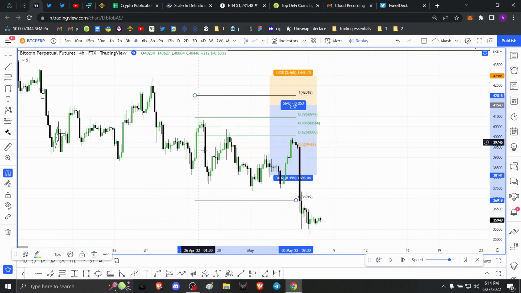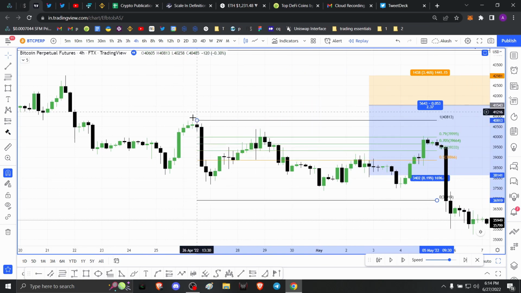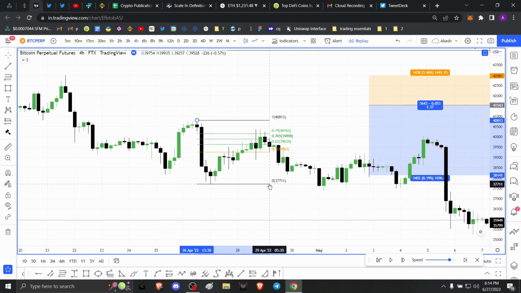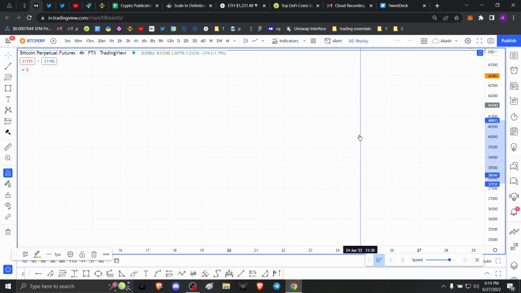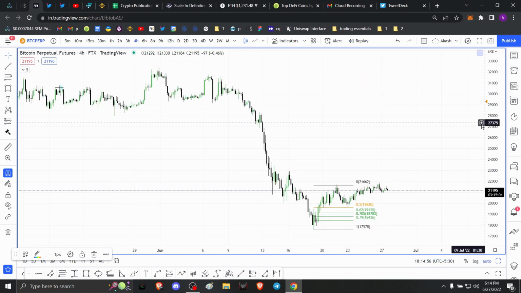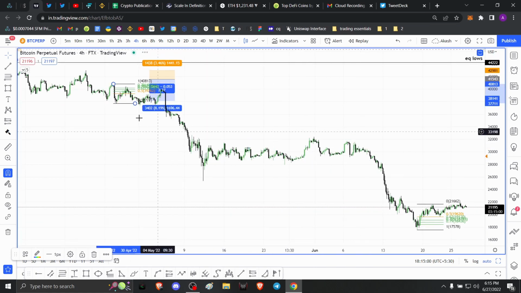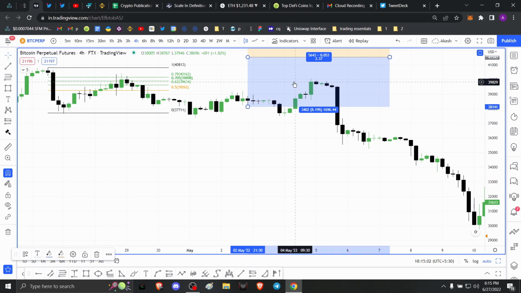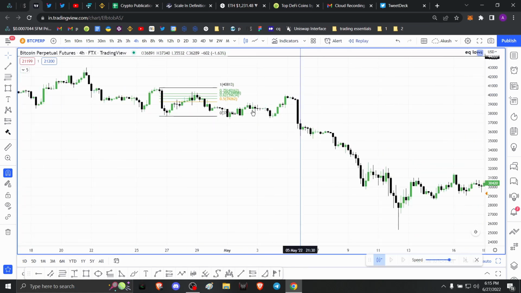rallies basically. So let's take a look at this particular downswing that you saw here. You formed a swing high, formed a swing low, right? And then yep, so basically we are here.